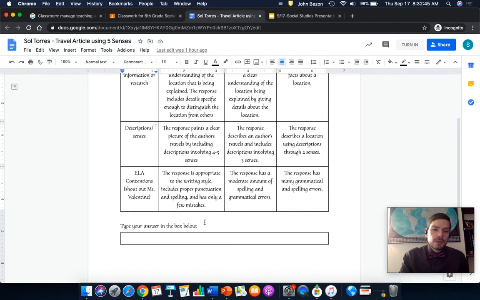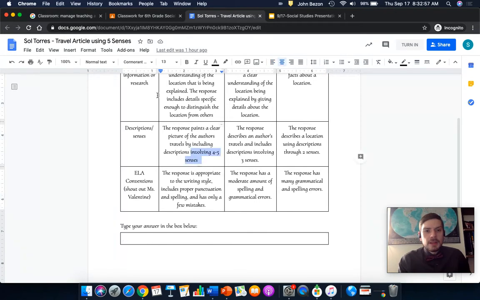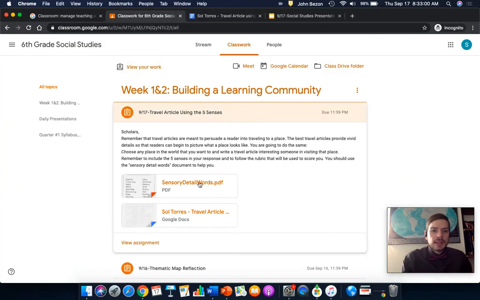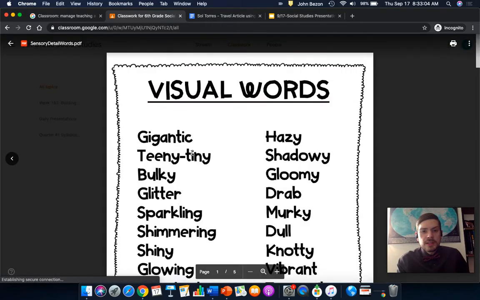So your answer is going to go down here below. Again, it's a travel article explaining what life is like in any place of your choice. You can choose any place in the world. Here's something that will also help you. For the 5 senses, if you're really struggling and you don't know how to explain some of the 5 senses in words, Miss Martinez has found this document for help.